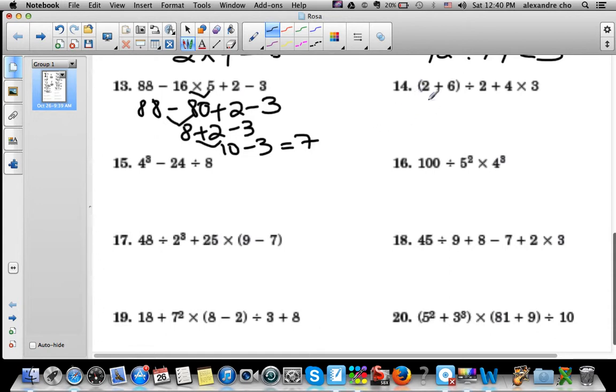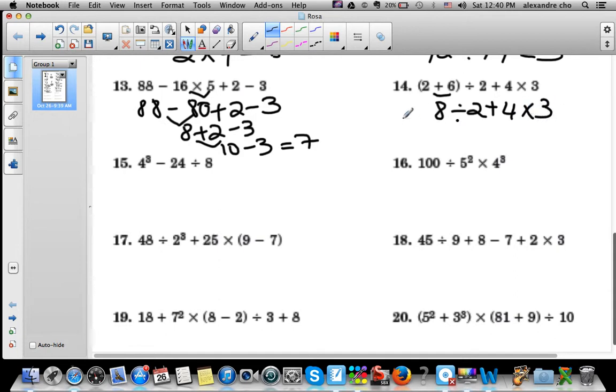Okay? Number 14: 2 plus 6 in parentheses, so we know that we have to take care of that first. 2 plus 6 is 8. Let's copy the rest: divided by 2 plus 4 times 3. Okay?